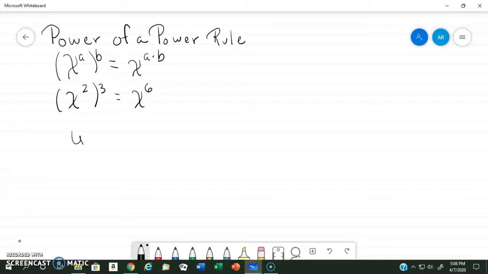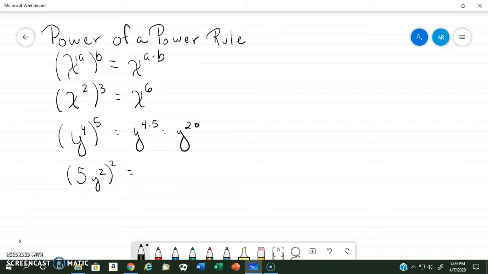We can do it with another variable, y to the fourth, raised to the fifth power, and it's y to the 4 times 5, y to the 20th power. And then I can do it with multiple things in here. So really, I could have 5y squared, squared. And this is really a 1 here. So 5, and then 1 times 2 is 2. And then the y is 2 times 2 is 4 for our new exponent.